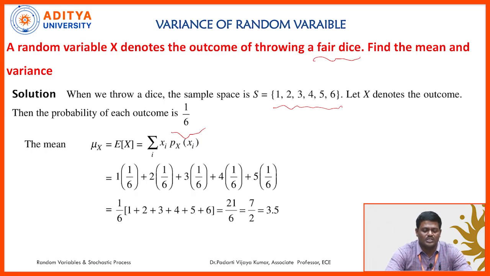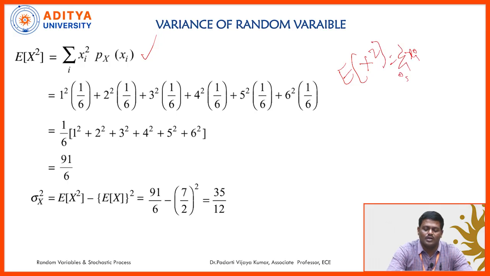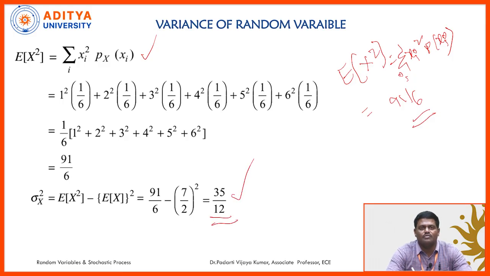Since the problem comes under the category of discrete random variable, we can apply the discrete formula for computing the mean, e of x equals summation over i of xi into p of xi, and we will get 3.5. Next, to compute the variance, we first compute the mean square value, e of x square equals summation of xi square p of xi. Calculating, we will get 91 by 6. So, the variance is e of x square minus e of x whole square, 91 by 6 minus 7 by 2 whole square. We will get the variance value as 35 by 12.